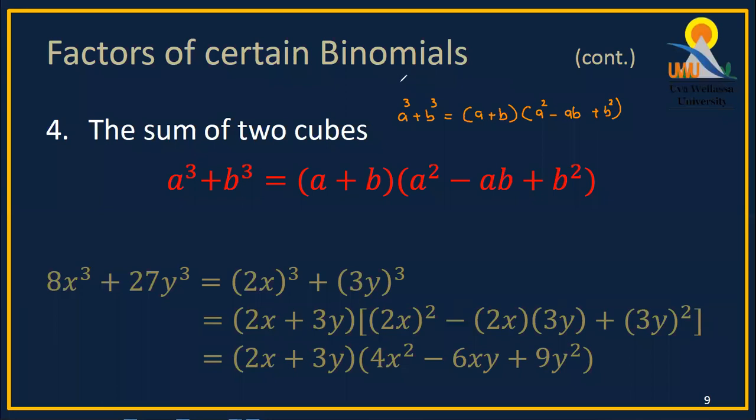In the previous one, what we had was a cubed minus b cubed. First we had a minus b, then a squared plus b squared, and the connecting sign was plus. That is what we discussed previously. Now we are going to discuss how to factor the summation of two cubic terms. The method is: first take the addition of the bases, then the square term of the first base, the square term of the last base, then the bases multiplied with each other and connected with the minus sign.